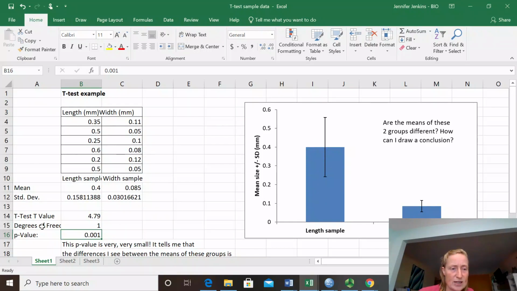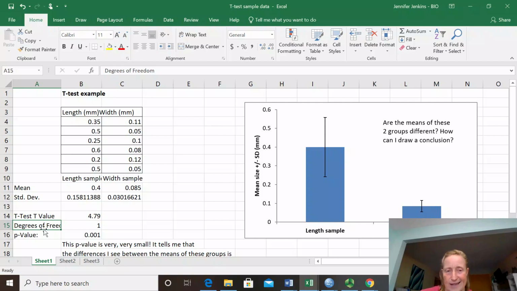I have one more thing to add here. You also have to report the degrees of freedom. The degrees of freedom is equal to the number of groups minus 1. So we have two groups that we're studying, length and width. Minus 1 is equal to 1. So this is a pretty easy degrees of freedom in this case.